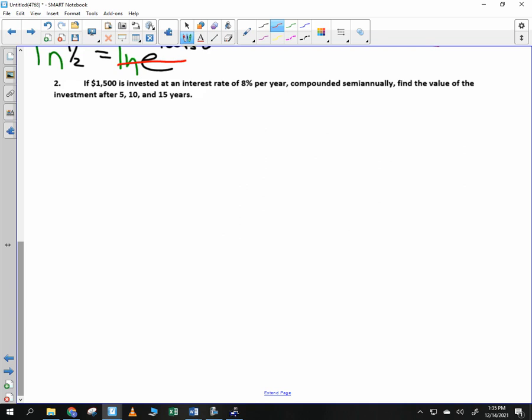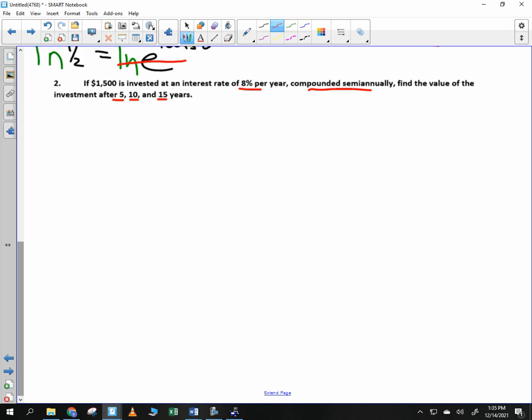Good for you. So how do we figure out if we take $1,500 and invest it at a rate of 8% a year, and we compound it semi-annually, we want to find the value of the investment after 5, 10, and 15 years. You get a little bit of money and you decide, I want to put that in a savings. It might be nice to know how much it's going to be worth after so much time, right? So how do we figure that out?